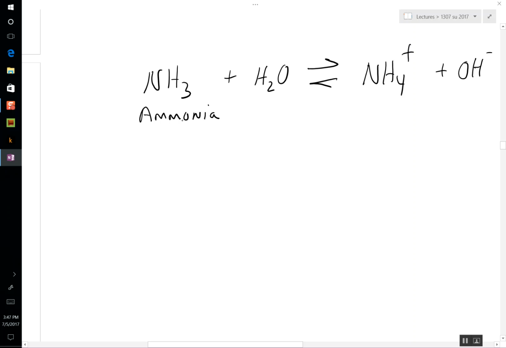All right, so ammonia will react with water to give the ammonium ion and the hydroxide ion. Now, does the hydroxide ion make the water acidic or basic? Basic. So ammonia is what we call a weak base.